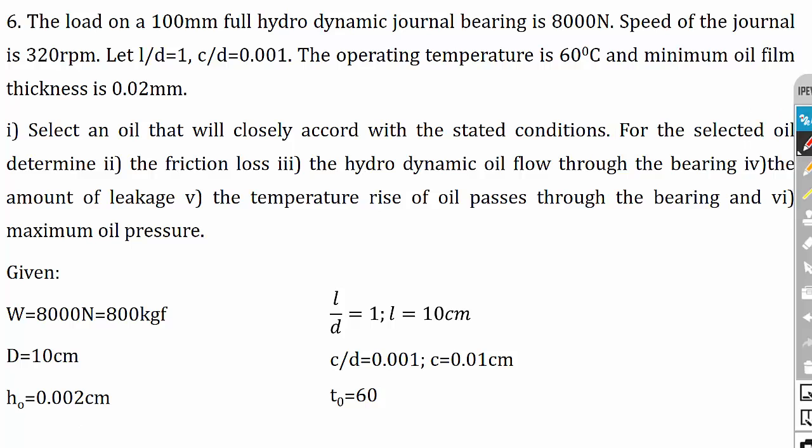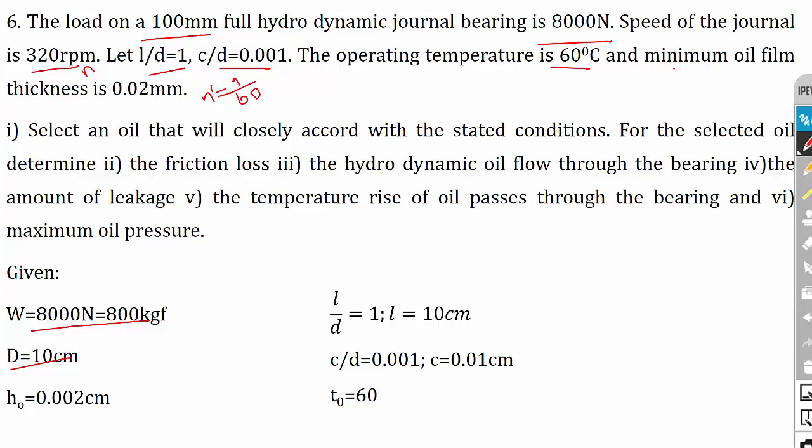So the tutorial problem. The load on a 100 mm full dynamic channel bearing is 8000 Newton. So the diameter is 100 mm, that is 10 centimeter. The load is 8000 Newton. I have converted it into kgf, that is 800 kgf. The speed of the channel is 320 rpm. This is n, not n dash. To calculate the value of n dash, you have to divide n divided by 60. Okay. Then L by D is 1, C by D is 0.001. The operating temperature is 60 degrees Celsius.